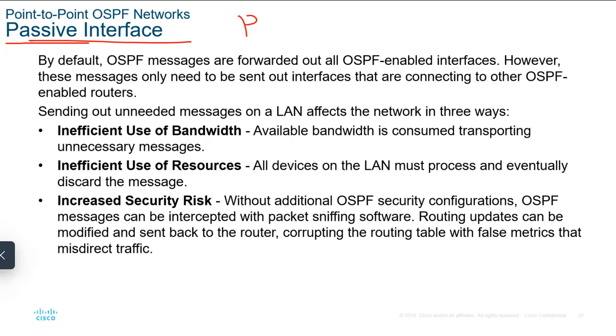So sending out unneeded messages on a LAN affects the network in three ways. One, inefficient use of bandwidth, as bandwidth is going to be consumed by these unneeded messages. Then inefficient use of resources. They are resource intensive, because every time that interface receives an unneeded message, it's going to be processed and stored, competing with needed messages. Then increased security risk. Those unneeded messages will end up causing security threats.